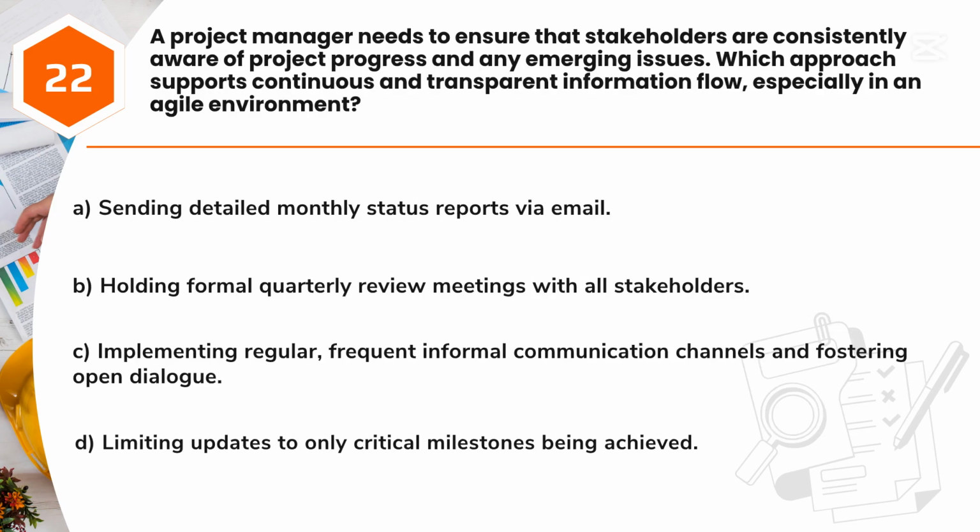Question 22. A project manager needs to ensure that stakeholders are consistently aware of project progress and any emerging issues. Which approach supports continuous and transparent information flow, especially in an agile environment? A. Sending detailed monthly status reports via email. B. Holding formal quarterly review meetings with all stakeholders. C. Implementing regular, frequent informal communication channels and fostering open dialogue. D. Limiting updates to only critical milestones being achieved.